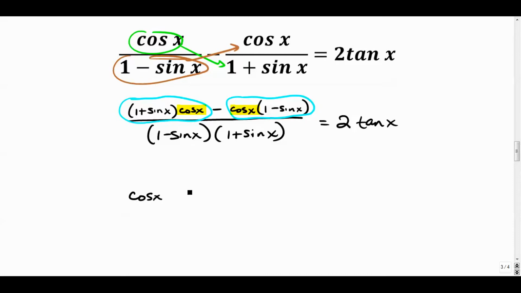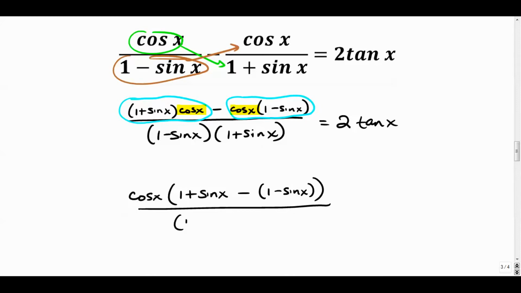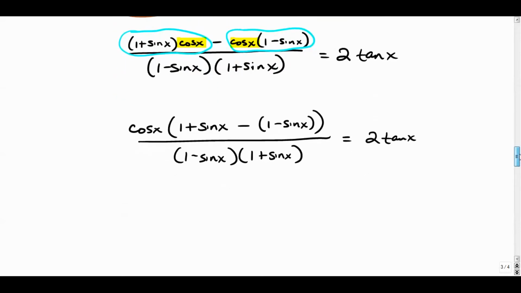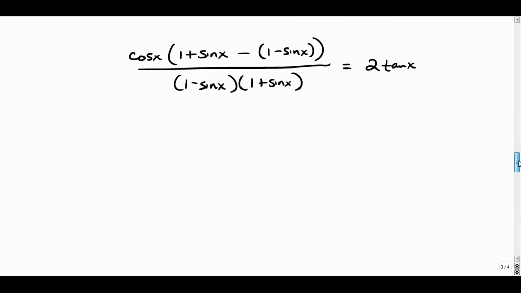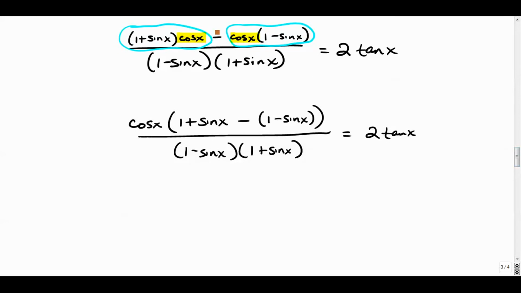When I remove a cosine from both of these blue terms, that leaves me with 1 plus sine x minus (1 minus sine x). Be careful with your minuses and your parentheses. All I'm doing is taking out a cosine from both blue terms. When I say take out, of course, we're talking about division. And again, this right here is kind of tricky. You've got to make sure you write down that minus sign, but then there's this thing in parentheses. So be careful with that.